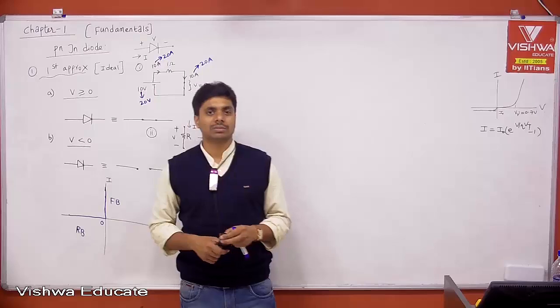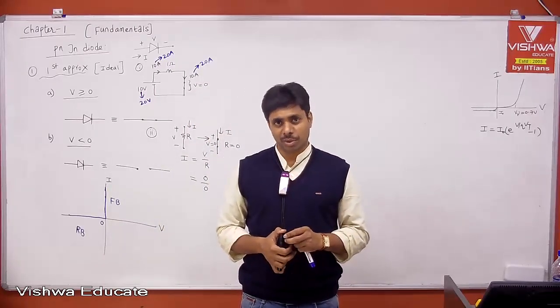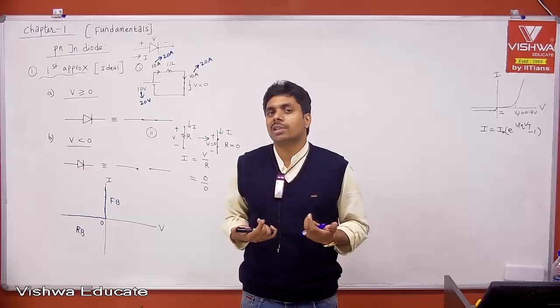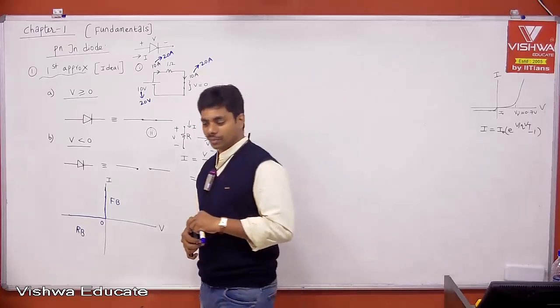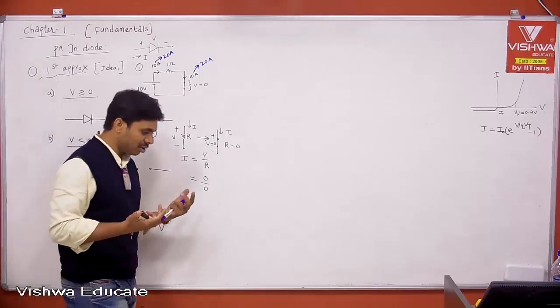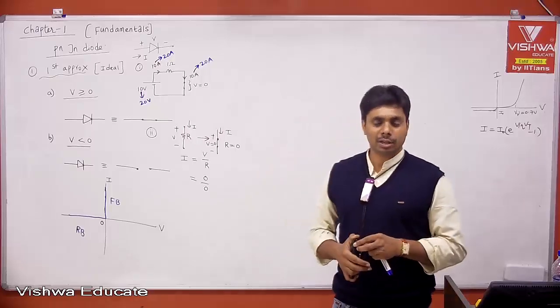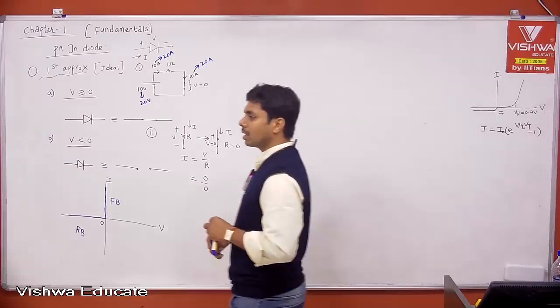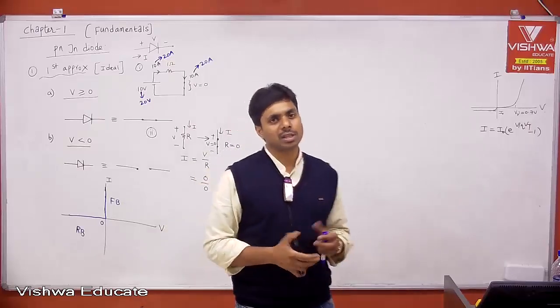What is 0 by 0? 0 by 0 is undefined. What do you mean by undefined? Not applicable. Can anyone tell? What do you mean by 0 by 0? When we studied in our intermediate, our lecturers used to say 0 by 0 is undefined. We should not get that condition. If you get that condition, it is undefined.